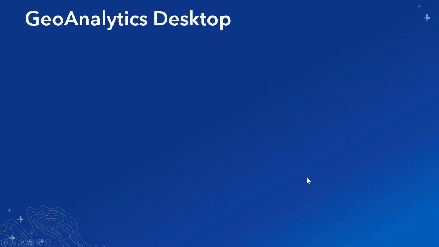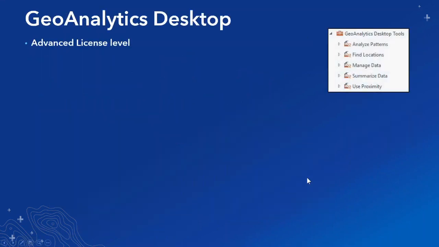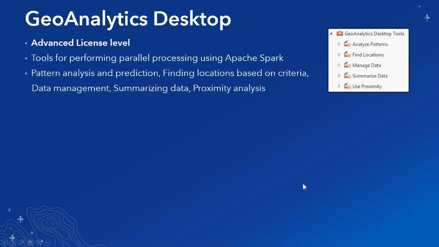GeoAnalytics Desktop tools. These are tools available at the advanced license level. And what they allow you to do is to perform kind of traditional geoprocessing type things like analyzing patterns and summarizing data and proximity like we've already seen, but on bigger data sets. So you do this by sort of leveraging parallel processing over multiple cores using Apache Spark, but it's all on the desktop.